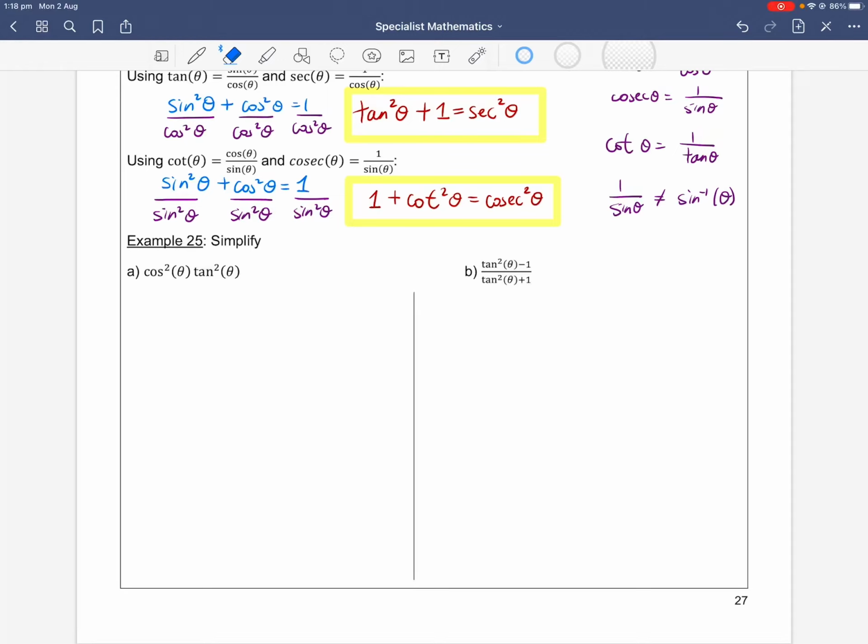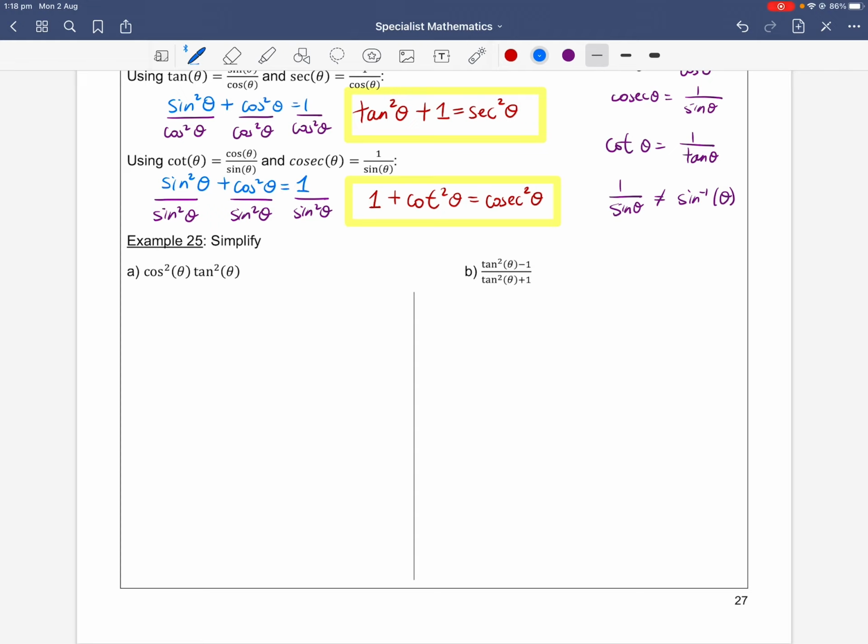Let's put into practice the three Pythag identities that we talked about today. All three of these are actually on your formula sheet, so you don't have to memorize them, but you need to know when and how to use these Pythag identities. So example 25, part A, we're trying to simplify cos squared times tan squared theta.